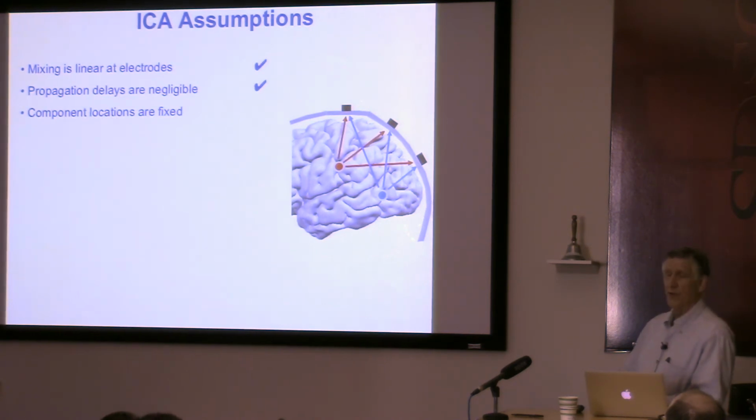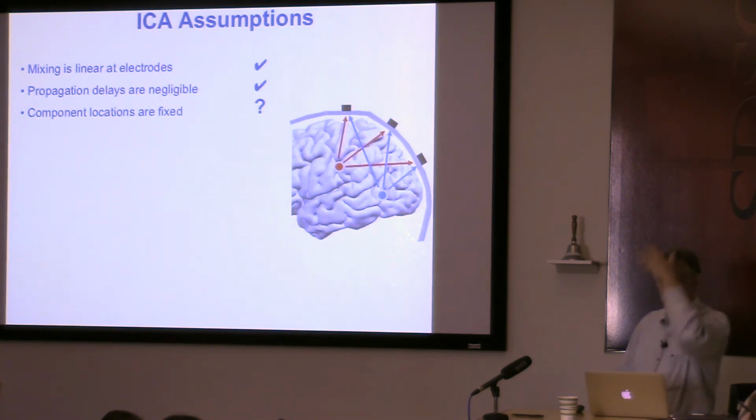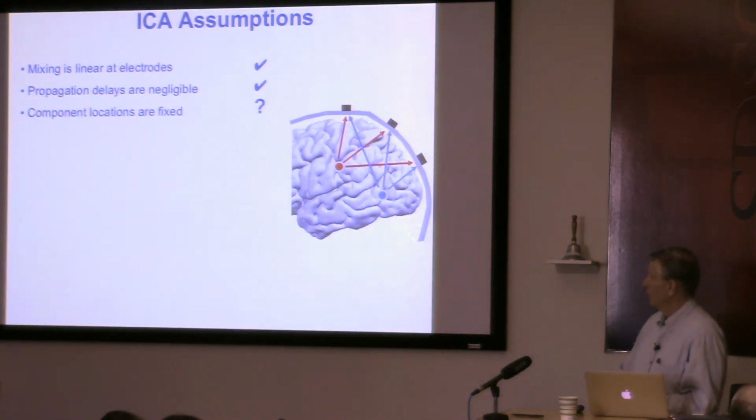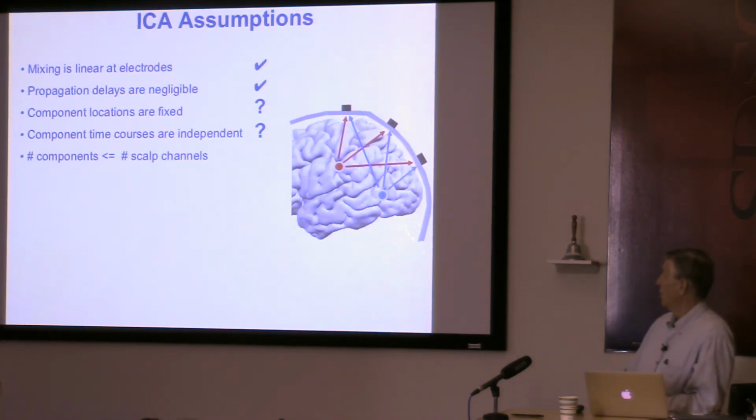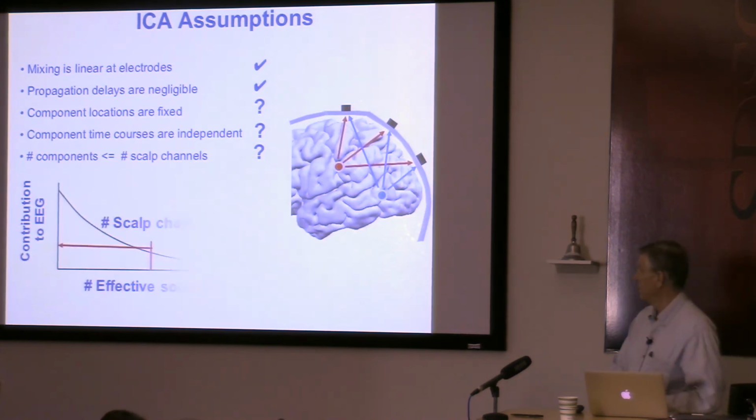Component locations are fixed. Well, that bears some thinking, right? Because I talked about sleep spindles, in which they don't seem to be fixed. Component time courses are independent. Well, again, one can say, well, why should they be independent? And if you're only getting the number of components that you have scalp channels, is that enough? Well, that also bears thinking about.